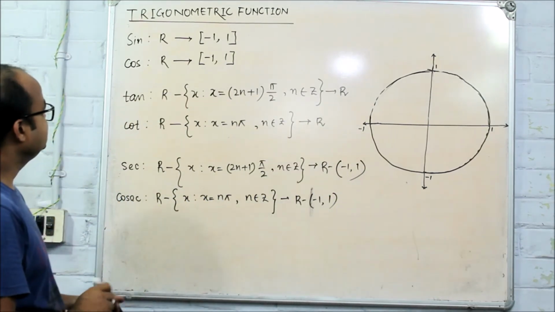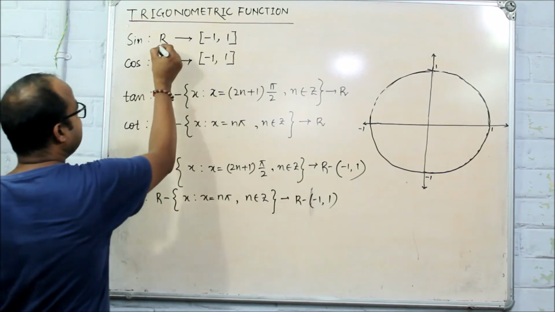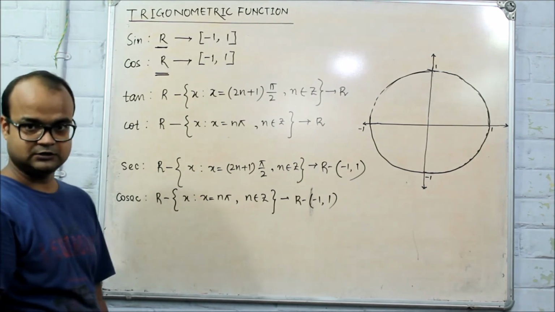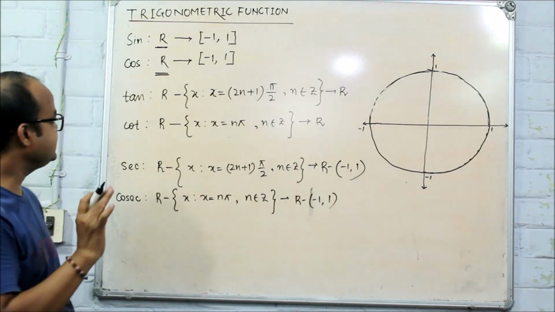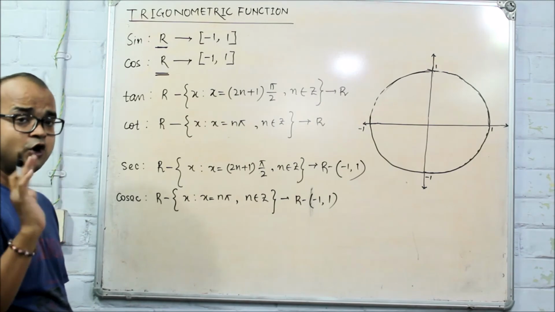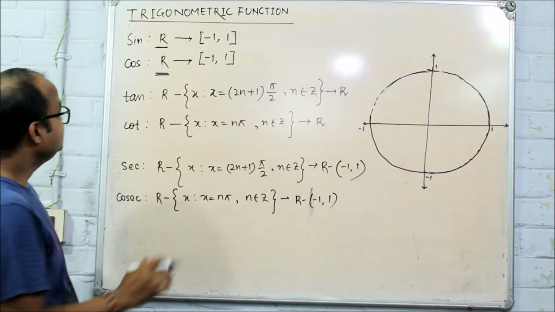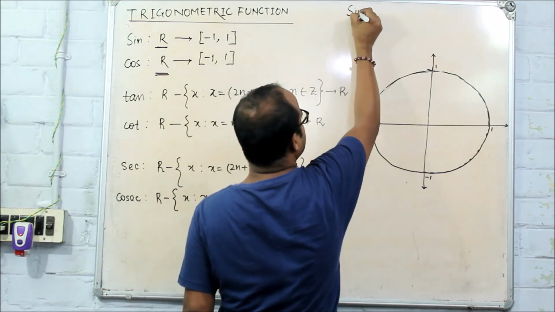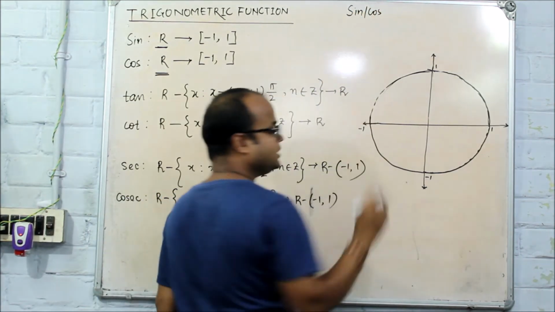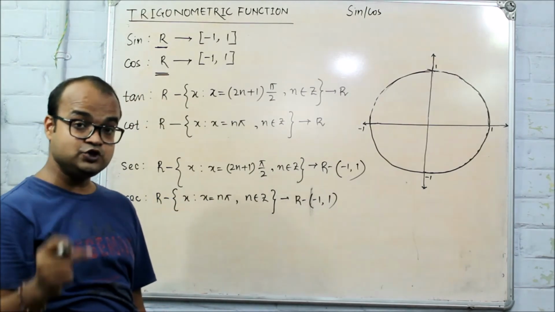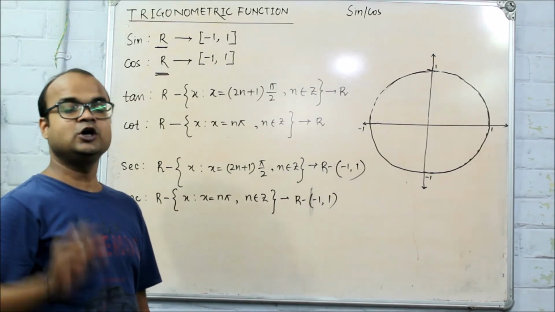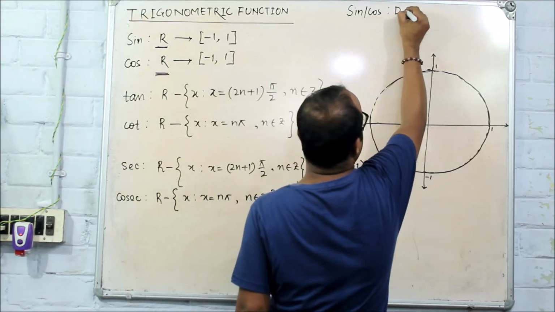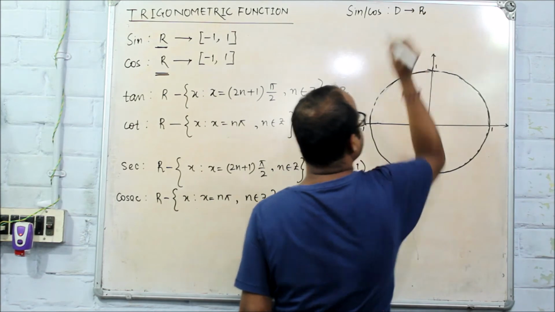Now first, sine and cos. Domain is R. That means sine and cos is defined for all real values. So sine and cos domain is R. You just need to make a pair, so it will be easier for you to remember. Sine and cos domain is R.